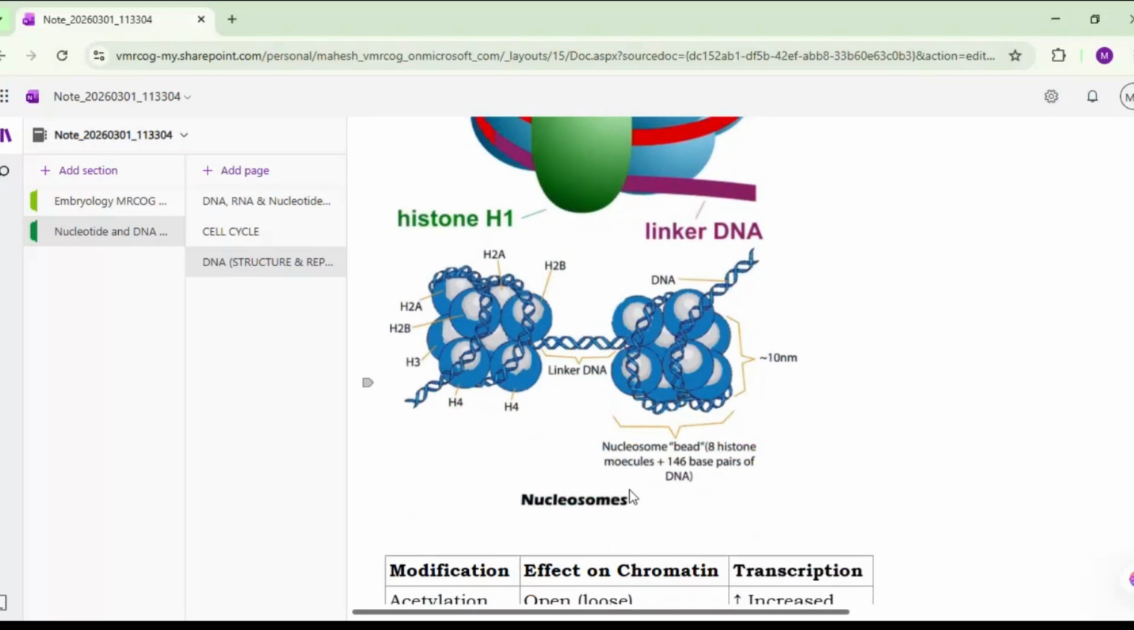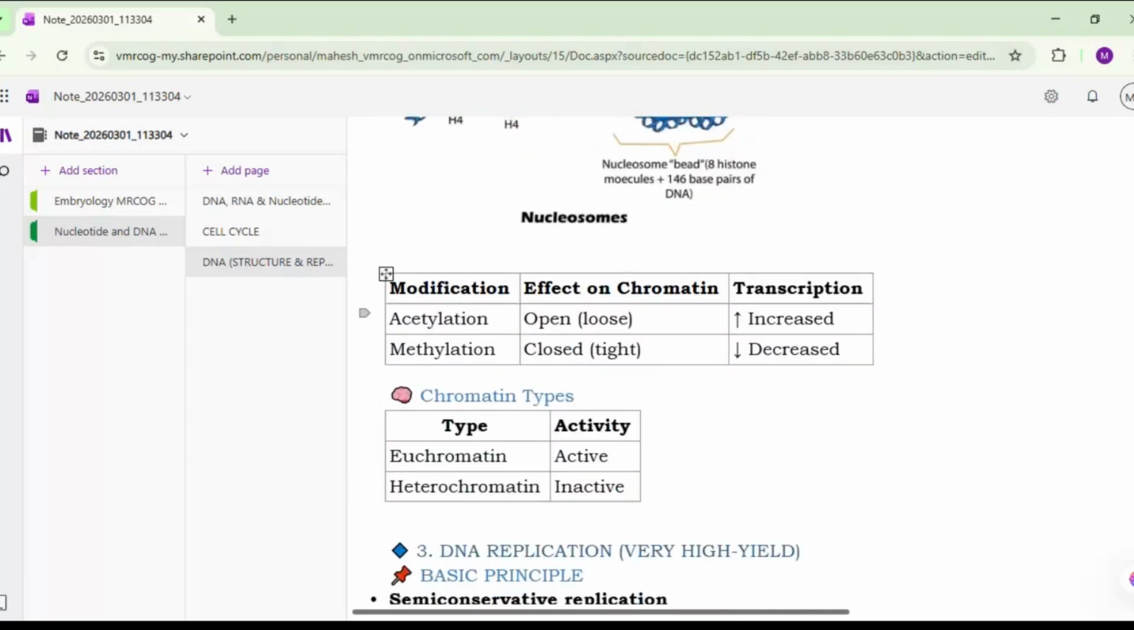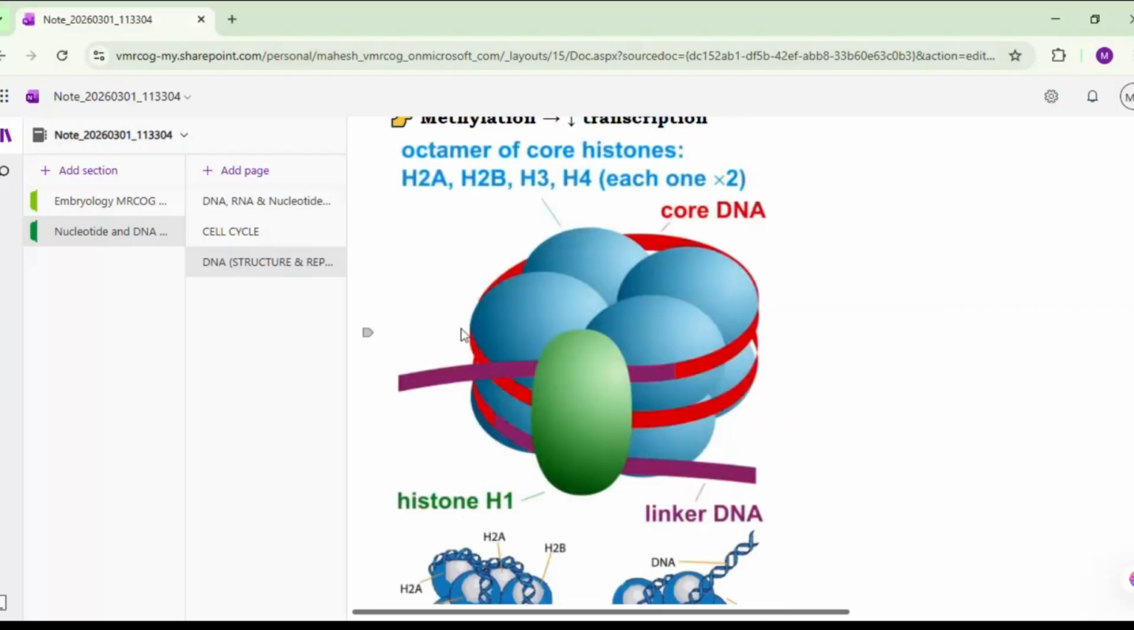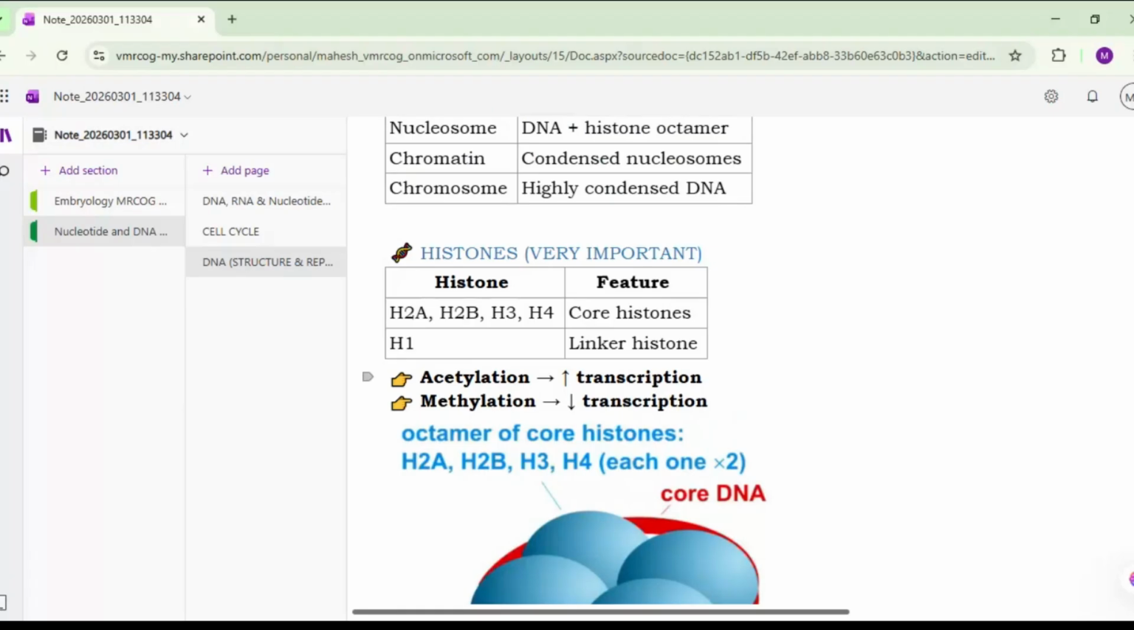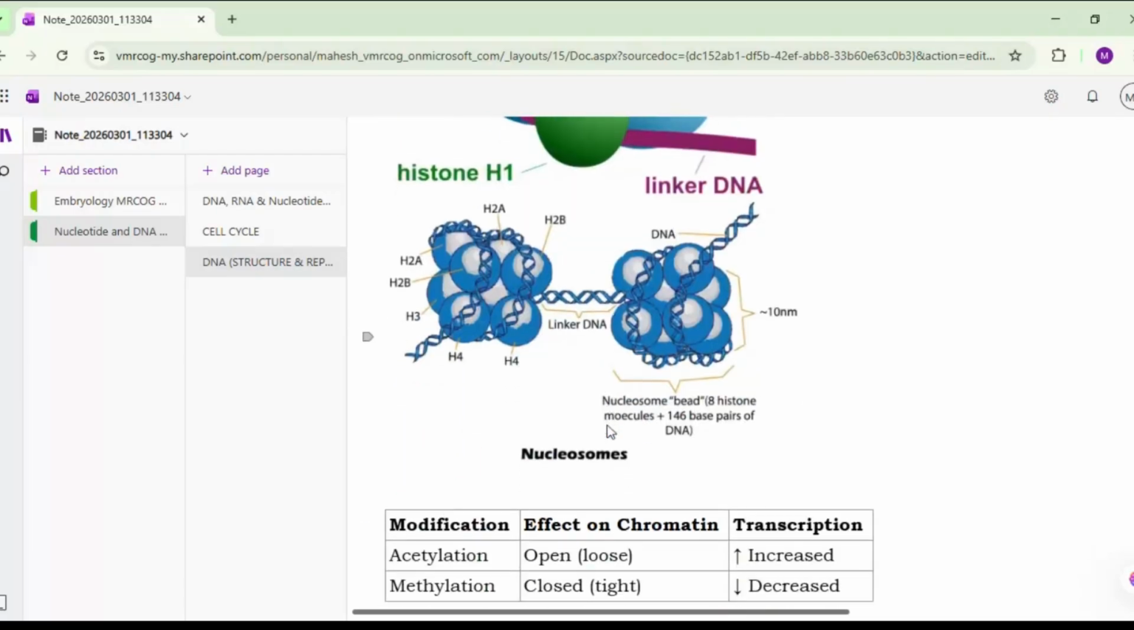Okay, so there are two procedures. One is acetylation. Once there is acetylation, it will increase the transcription, and there is methylation that will reduce the transcription. So if there is acetylation, it will lead to an increase in transcription. If there is methylation, it will lead to a decrease in transcription.